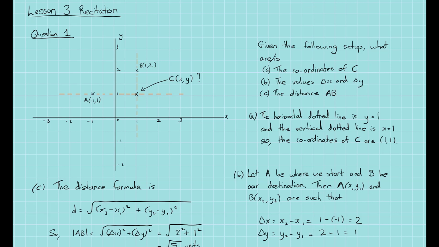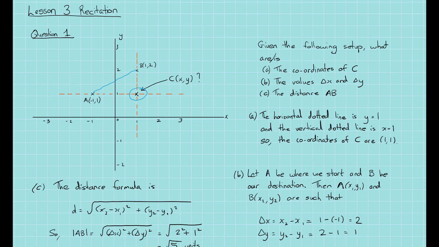The first question asks, given the following setup, we have the points A and B, and there's a point C that is at the intersection of the horizontal and vertical lines drawn in orange as shown. So we want to find out what the coordinates of this point are, and we also want to know what the values of delta x and delta y are, and additionally we want to find this distance between A and B. So how do we go about doing that?